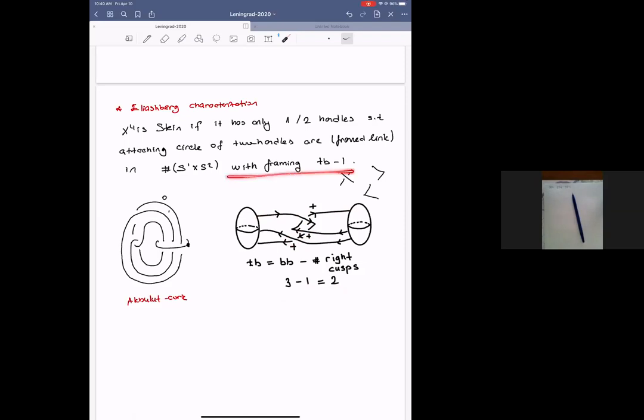It satisfies the condition. Here your framing is less than 2, right? Because it's supposed to be TB minus 1, which is supposed to be 1 or less. So 0 works, because by putting in some extra cusps you can always make this number smaller and smaller. So this framing works. That is to say, by this characterization, that manifold is also Stein. So you have a contractible manifold which is Stein with a boundary involution. Then that's the cork by definition.